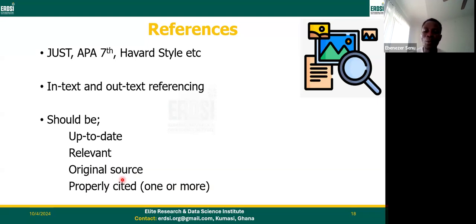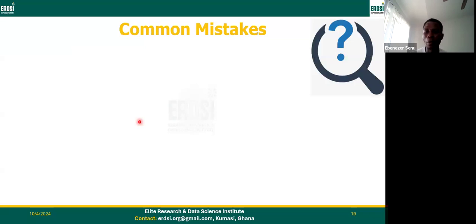There's a way we cite one, and there's a way we cite more than one reference, both the in-text. A typical issue is the in-text. We don't joke with that. All these things cut across. Even if I see a write-up that someone has done without reference, I will not even proceed to read the book. You have to indicate that. What are some of the common mistakes?